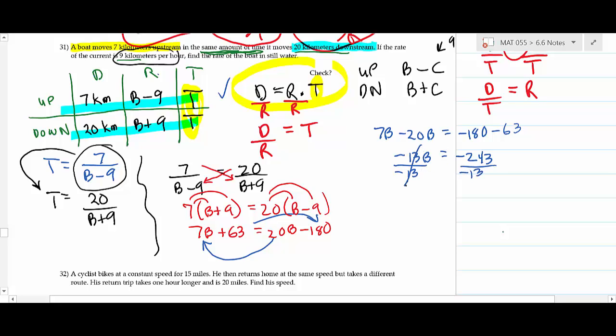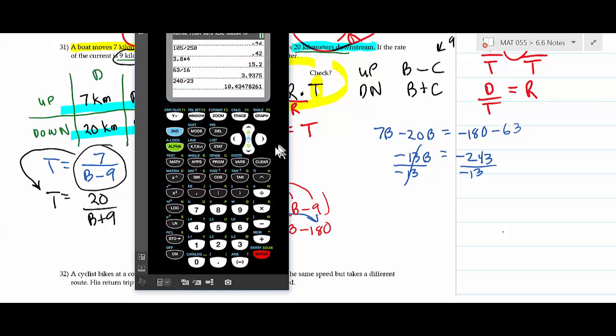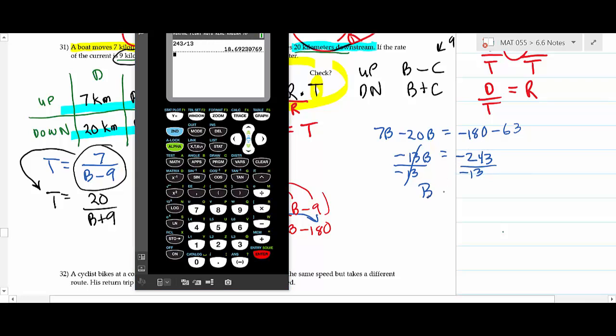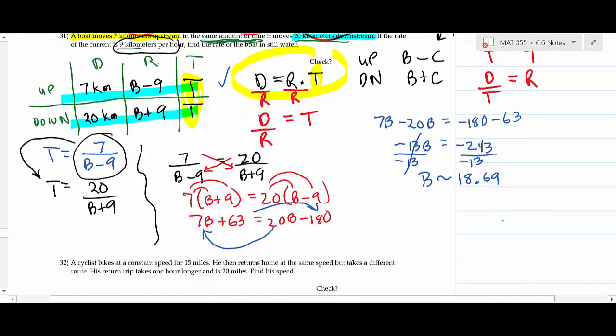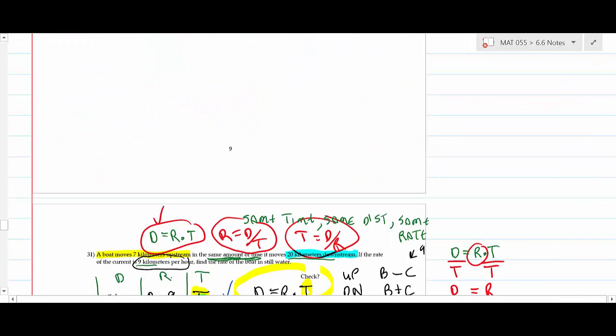I can take my calculator and see what we get. Sometimes they'll turn out to have decimals, sometimes they'll be whole numbers. But the two negatives do divide out. So we got 243 divided by 13, and that will give about, and I'll just round this to two decimals, let's just say 18.69 would be what the speed of the boat is if there was no current. So that would be the idea. Okay? So that would be the answer to the problem.